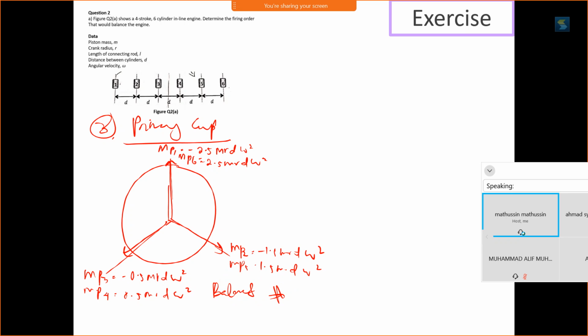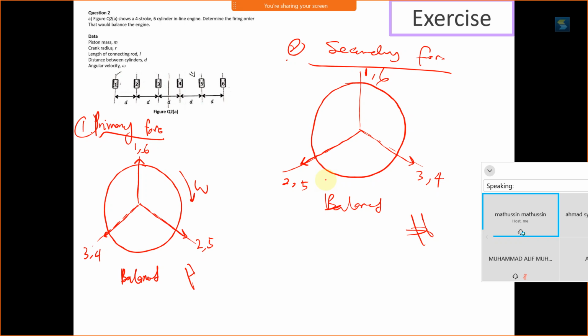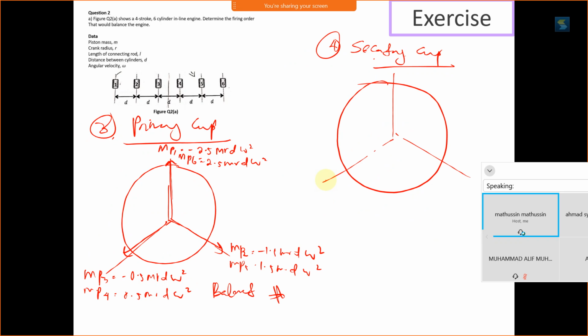And last one, number 4 is secondary couple. So secondary couple kat mana kedudukan dia? Should be 2 theta. So 2 theta dia refer dekat sini lah, tengok sini 163425. 16. So 16 sama. Betul? Sama juga. So 16 negatif 2.5 MRD. M secondary 1, M secondary 2 pun 2.5 MRD omega square.